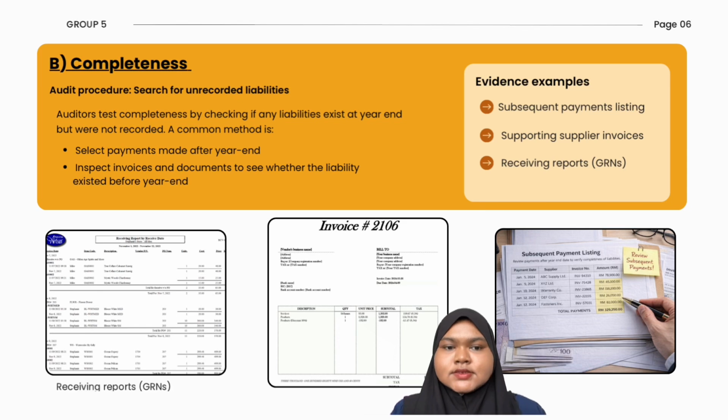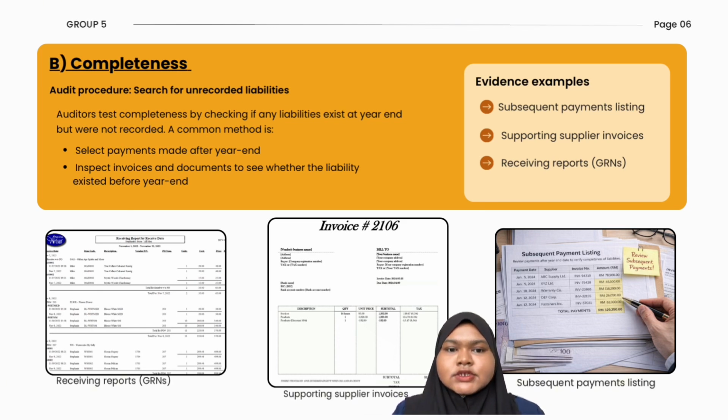For B, completeness, the audit procedure is searching for unrecorded liabilities. The auditor tests completeness by checking if any liabilities exist at year end but were not recorded. A common method is to select payments made after year end. Next is to inspect invoices and documents to see whether the liability existed before year end. So for the evidence examples, first we have the subsequent payment listing, supporting supplier invoices, and receiving reports.